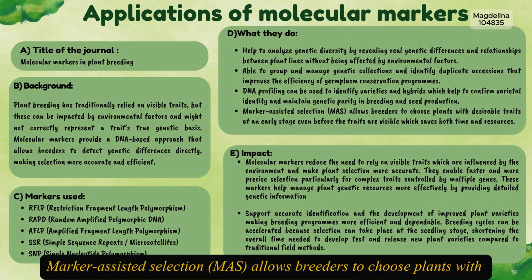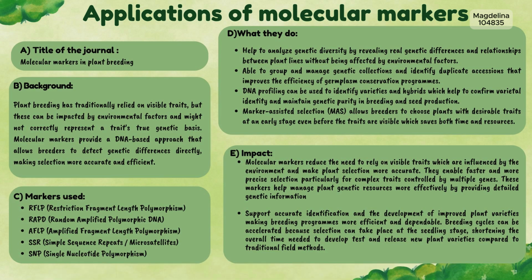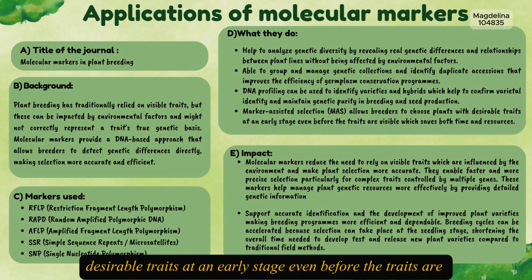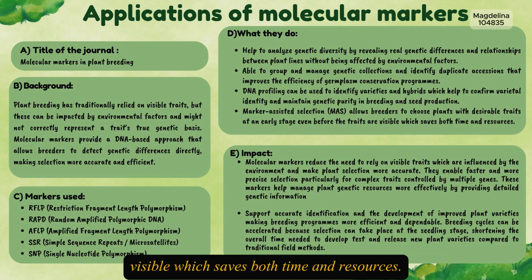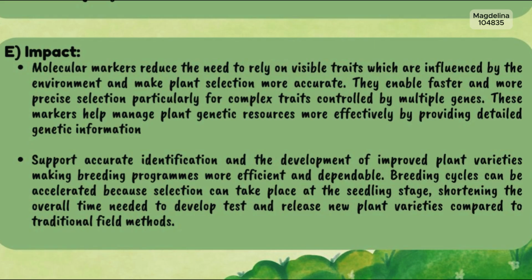Marker-assisted selection (MAS) allows breeders to choose plants with desirable traits at an earlier stage, even before the traits are visible, which saves both time and resources. Impact: first, molecular markers reduce the need to rely on visible traits, which are influenced by the environment, and make plant selection more accurate. They enable faster, more precise selection, particularly for complex traits controlled by multiple genes.